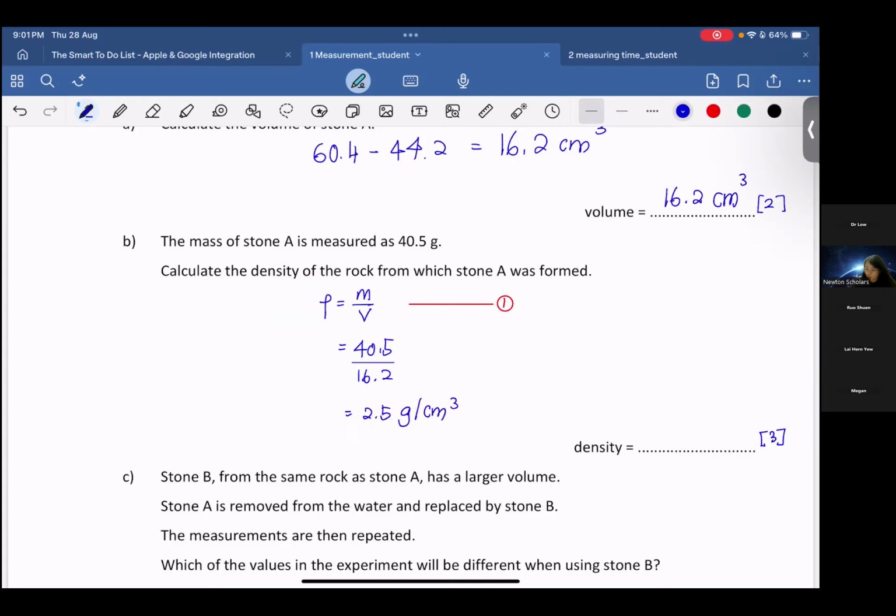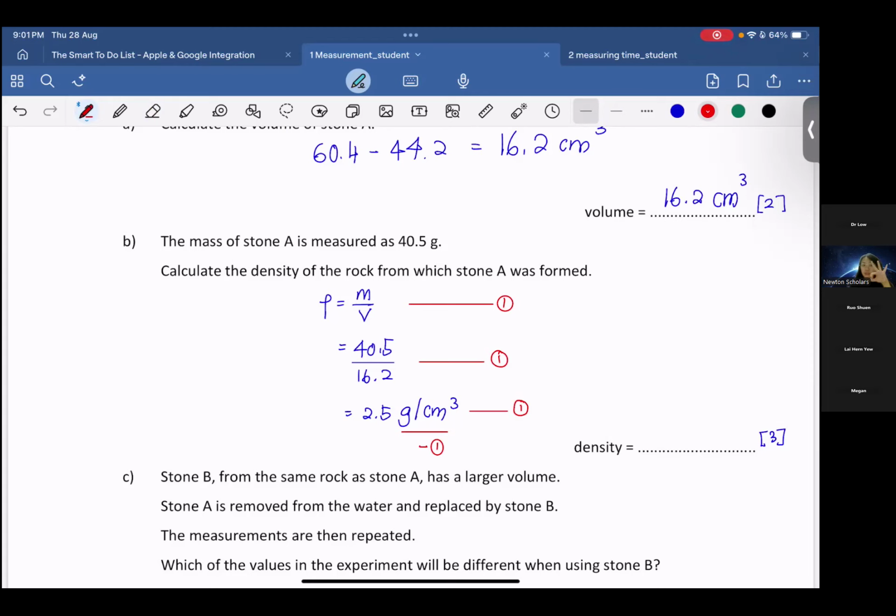So your answer will be 2.5 gram per cm cube. If 3 marks, how do they give the marks? Substitution correctly, they give 1 mark. Final answer, they give 1 mark. This kind of question might also give you 4 marks. If 4 marks, they will give the unit as another extra 1 mark. That means the 2.5 final answer is 1 mark, then the unit is another 1 mark.